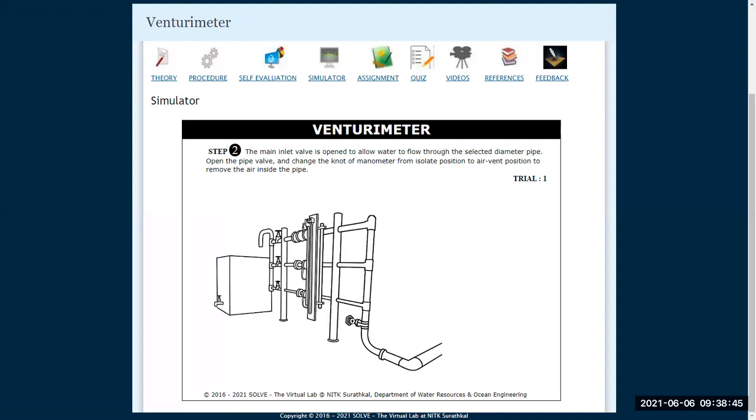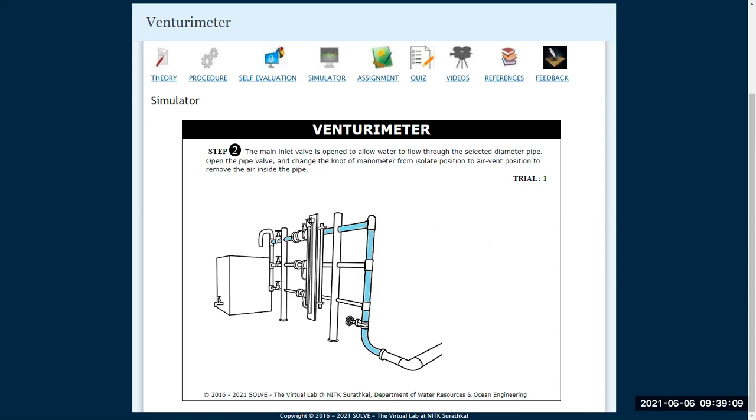Here we have opened the inlet valve, so now the water is flowing through the pipe. That is the 50 mm diameter pipe, and after this you have to open this discharge valve. Then the water will flow through the venturi meter. Now you can see the water is flowing through the venturi meter.